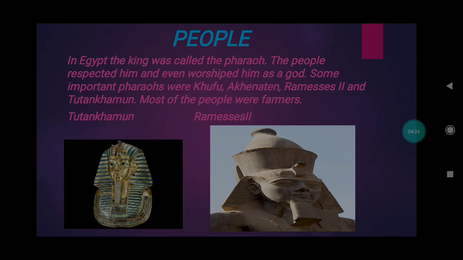Some of the important pharaohs were Khufu, Akhenaten, Ramesses II, and Tutankhamun. Most of the people were farmers. There were also scribes or writers who kept all the written records. In this civilization, the people believed in many gods and goddesses.